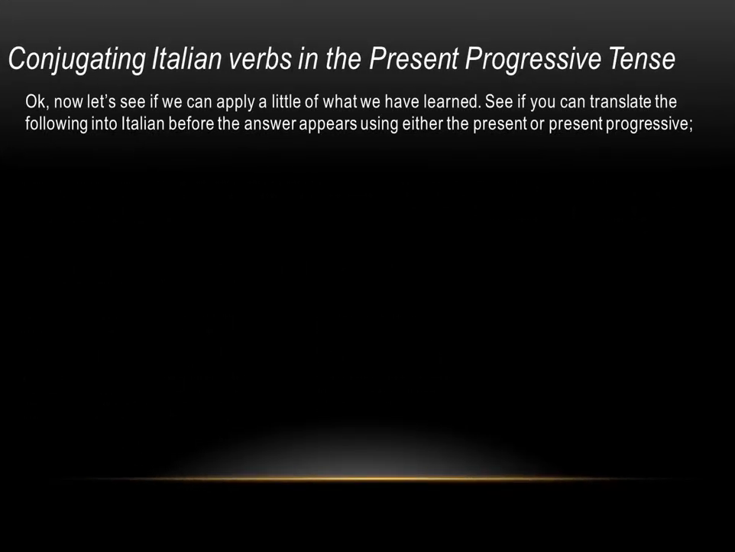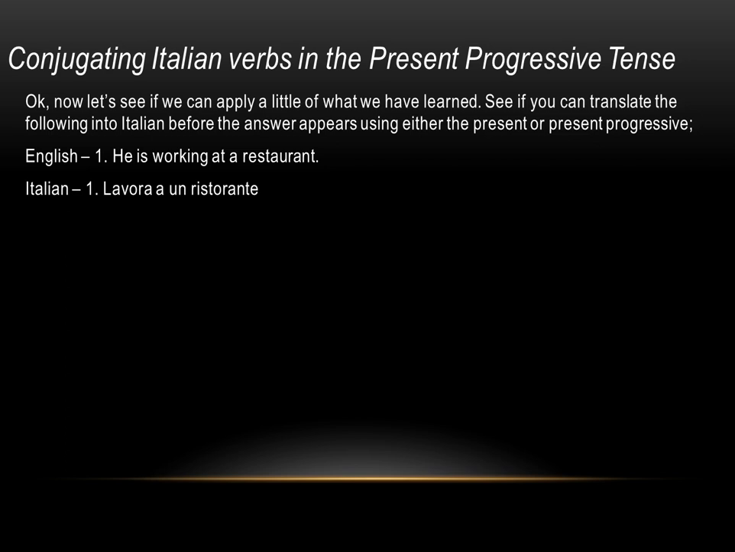Okay, now let's see if we can apply a little of what we have learned. See if you can translate the following into Italian before the answer appears using either the present or present progressive. Now I'm going to give you a clue here. Remember, is it a general statement or is it something that's happening at a specific time? Here we go. He is working at a restaurant. Lavora a un ristorante. Okay, you'll notice it's in the present tense. No particular time, right? He's just working at a restaurant.